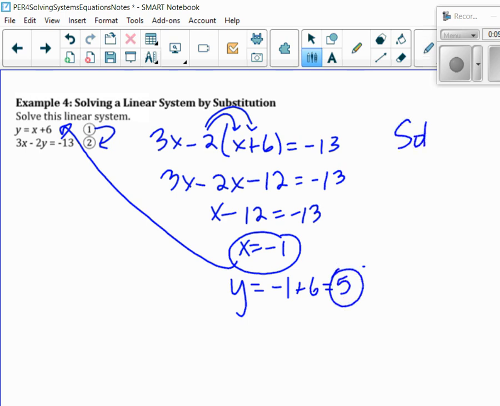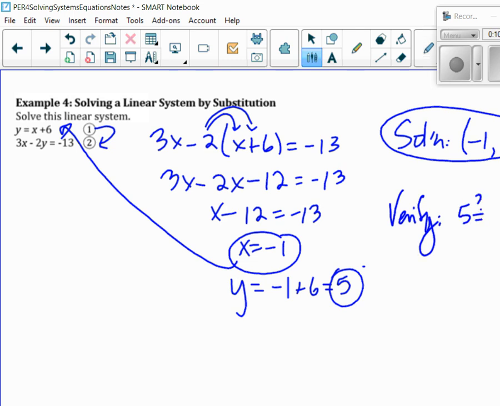So my solution is negative 1, 5. I'm going to verify it because that's a good habit. So 5, does that equal negative 1 plus 6? And I would say yes. And then 3 times negative 1 minus 2 times 5 equals negative 13. So that's negative 3 minus 10. And that works as well.